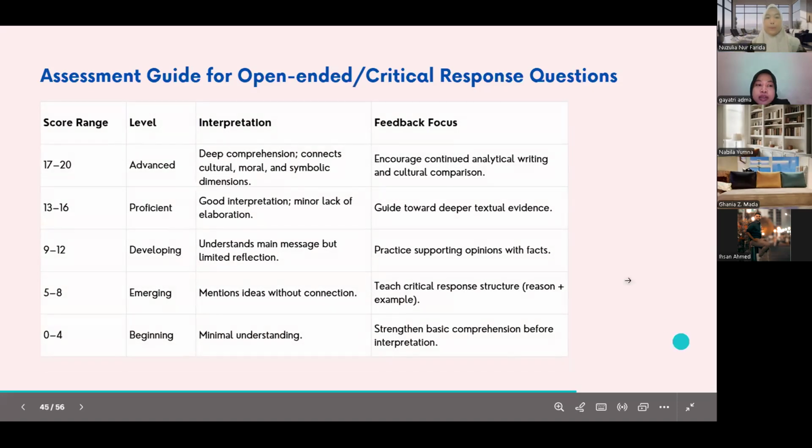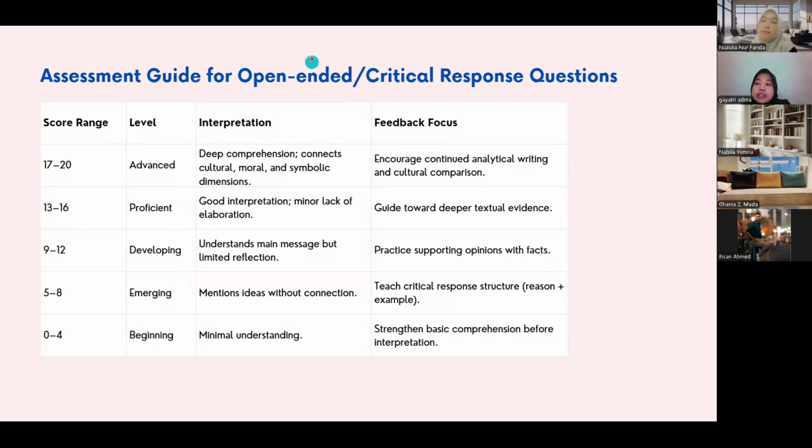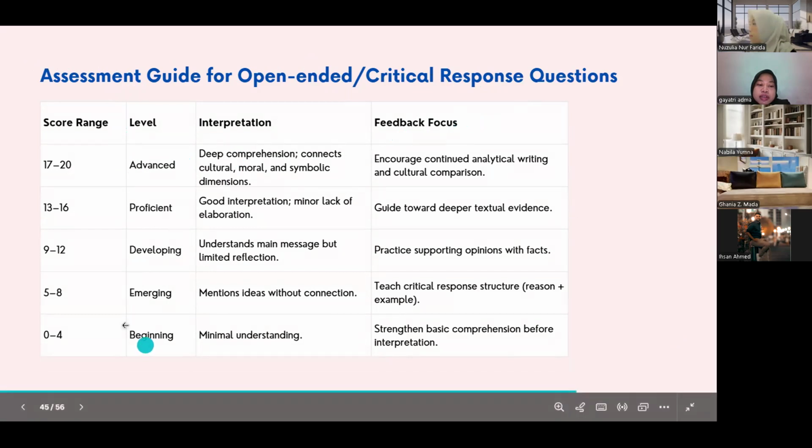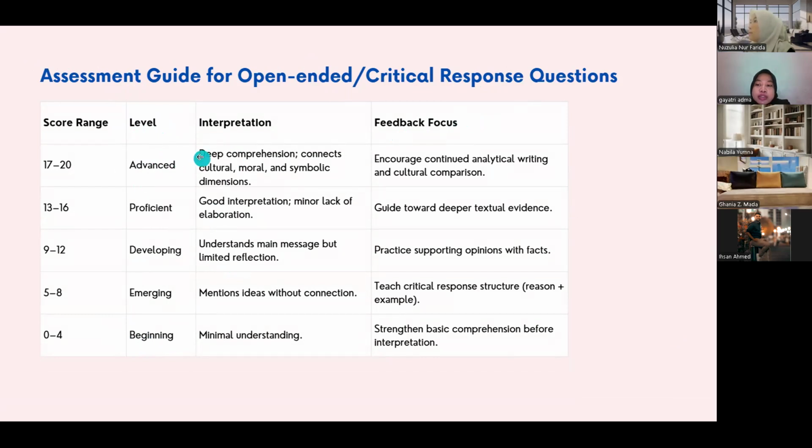And then here is an assessment guide that teachers can use for scoring the students' critical response questions, from the advanced level till the beginning. At the highest level, the students show deep comprehension, and they can connect the cultural, moral, and symbolic dimensions. At the proficient level, they give a good interpretation but still lack elaboration.